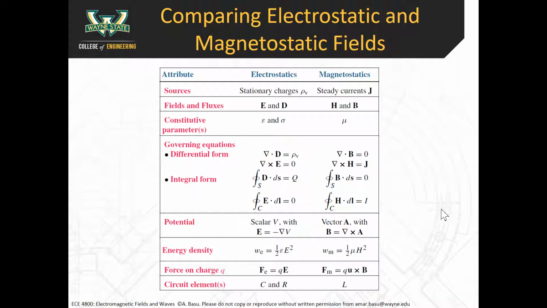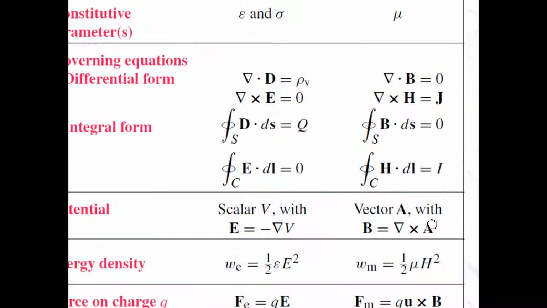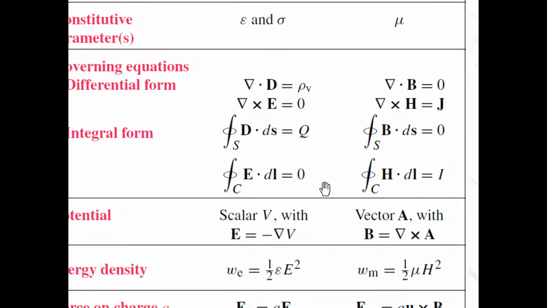So the governing equations, we talked about this already. Del dot D is equal to rho v, del cross E is equal to 0. And these are the ones for magnetostatics. The integral forms, remember, this is a good review of the electrostatics chapter. We use both of these forms. Del dot D is equal to rho v. If you remember, we also did this integral form. We called this Gauss's law, right?